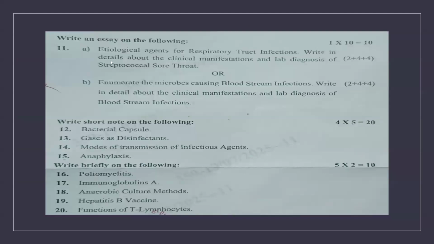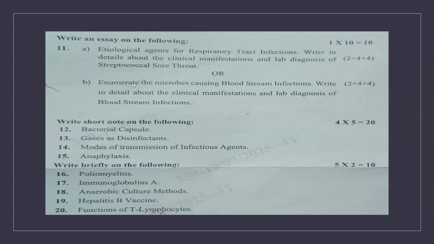So this is another one. If you see another question paper, etiological agents of respiratory tract infection. You just write what are the bacteria, viruses and fungi that cause respiratory tract infections, and write in detail about clinical manifestations. So what are the symptoms we can see in the patients who are having respiratory tract infection, and laboratory diagnosis of streptococcal sore throat. So here remember you have to focus more on laboratory diagnosis of streptococcal sore throat.